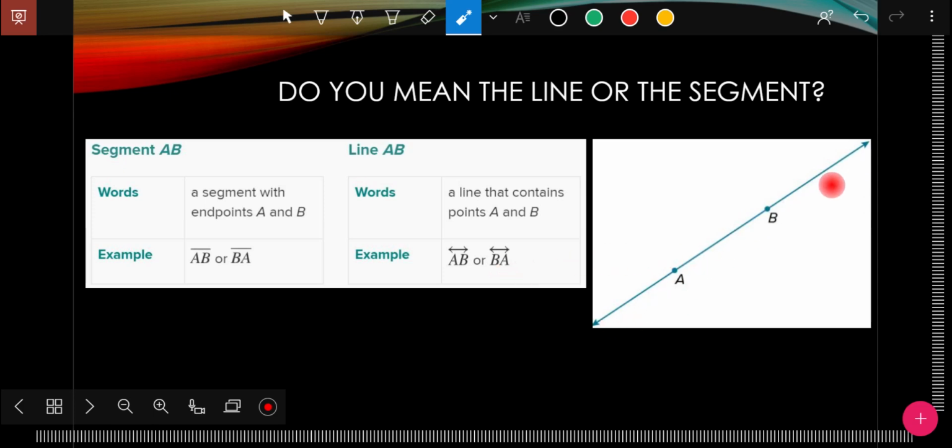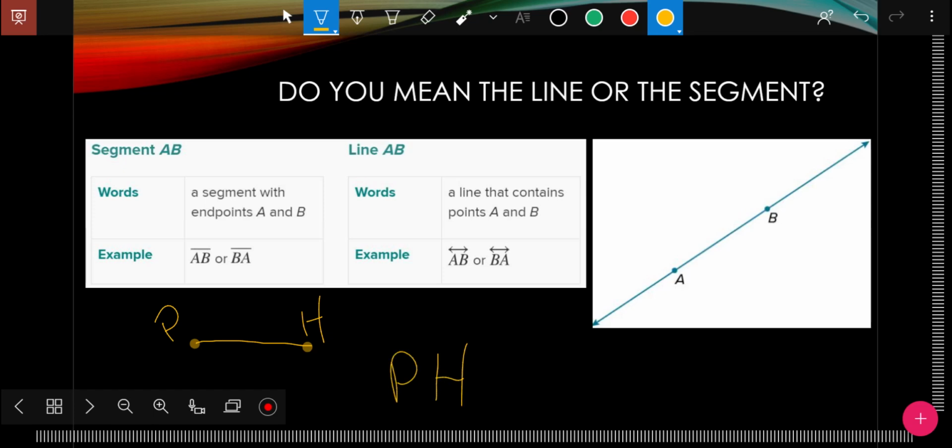So what do you want to talk about in the picture? If you want to talk about the whole thing, then you would use the notation for a line. If you only want to talk about from A to B, then you would use the notation for a segment. If I have a point here and a point here, and I want to connect those points using a straight line, I'll do my best to draw a straight line. That's pretty good for me. I call that PH. It wouldn't matter if I name it PH or HP, but if I'm talking about segment PH, I need to have that little line above it. That's how I make the notation for a segment.